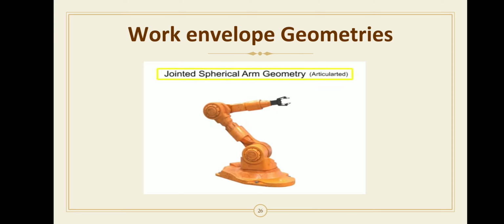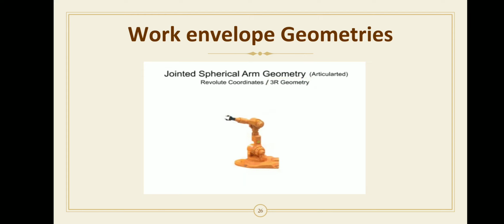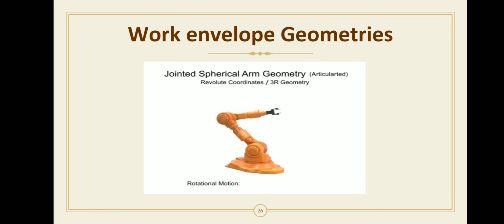Jointed spherical arm geometry robots have rotation in three directions, use revolute coordinates, and are given the designation of 3R. They are one of the most popular types of robotic arms and most accurately mimic the movement of the human arm. Robotic arms with jointed spherical or articulated geometry rotate on at least three axes. Left and right movements are provided by rotation at the base. Horizontal movement is provided by rotation at the shoulder. And vertical movement is provided by rotation at the elbow.